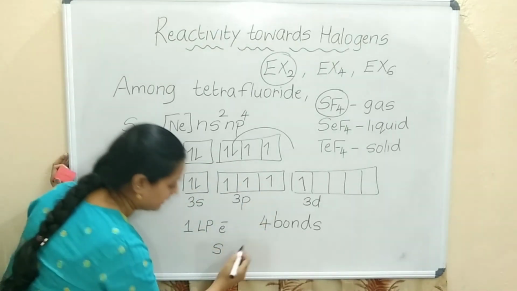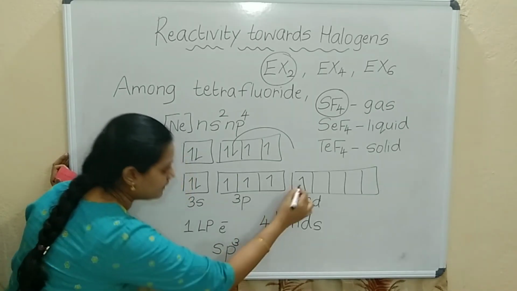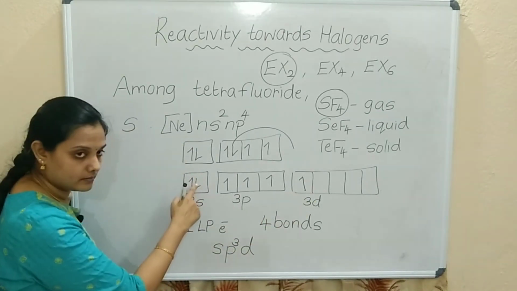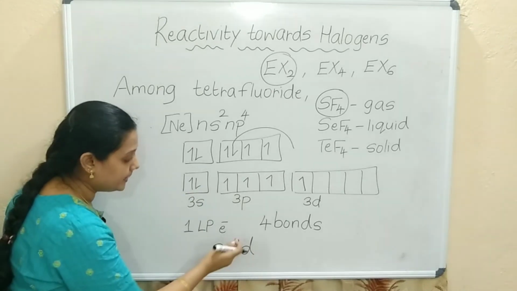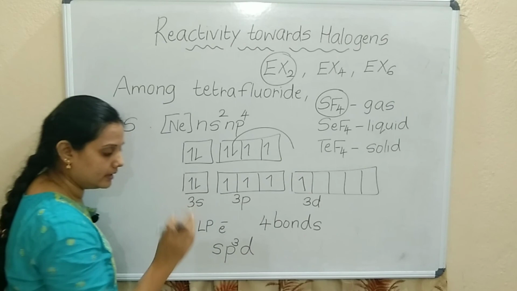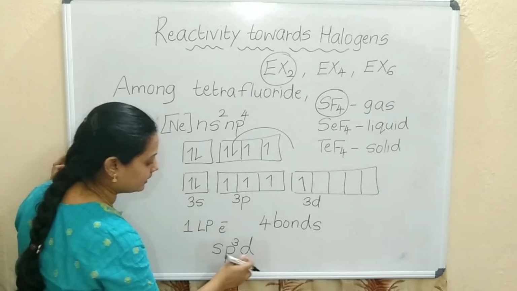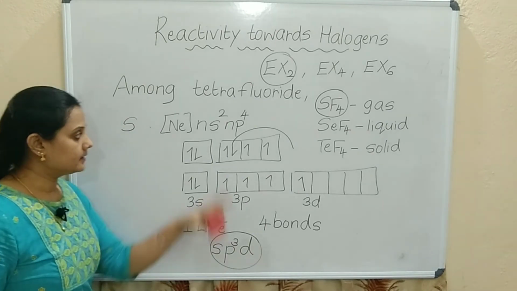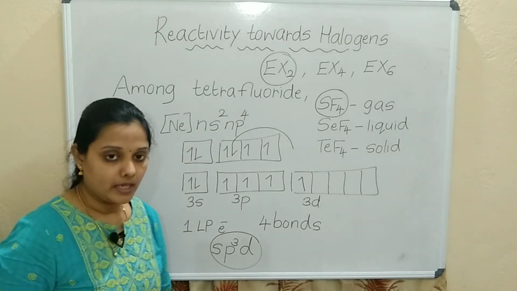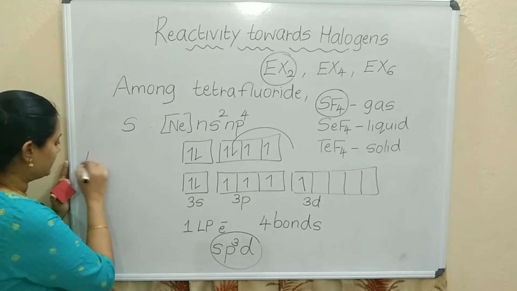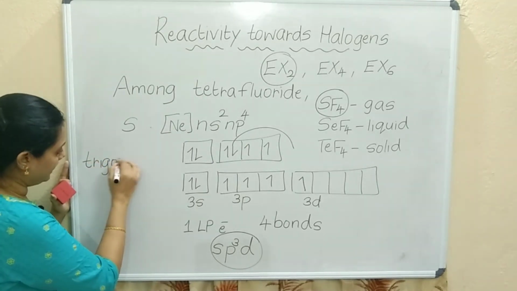Sp3, because 3 are there, and 1 in D, correct. S has 1 lone pair of electrons, P has 3, 1 1 1, 3 are there, and 1 D orbital we are taking. So Sp3D hybridization exists in SF4.